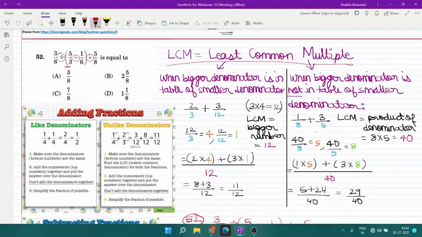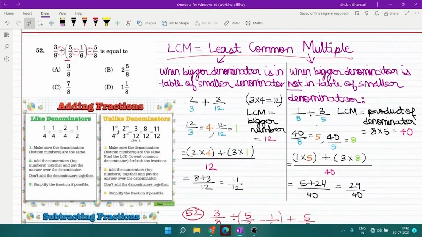Now there are two ways of doing this. One, when the bigger denominator is in the table of the smaller denominator, and one, when the bigger denominator is not in the table of the smaller denominator.